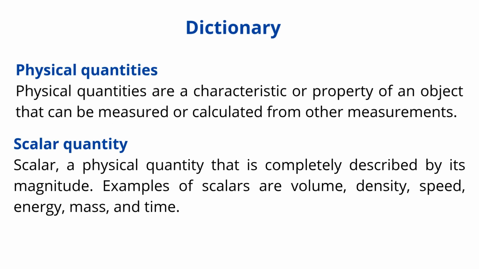Physical quantities. Physical quantities are a characteristic or property of an object that can be measured or calculated from other measurements. Scalar quantity. Scalar, a physical quantity that is completely described by its magnitude. Examples of scalars are volume, density, speed, energy, mass, and time.